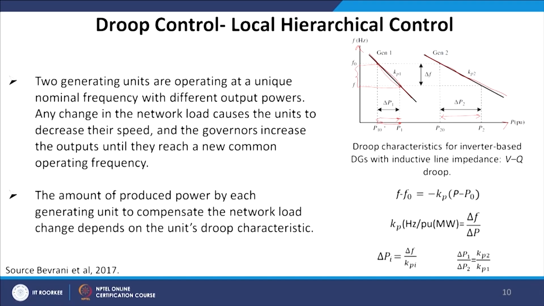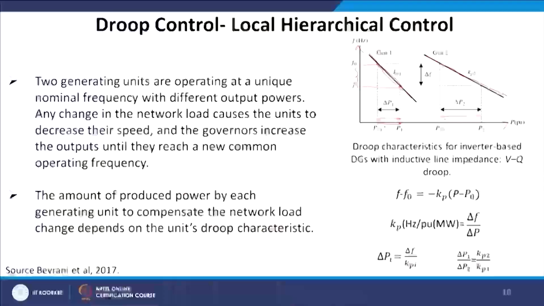Two generating units are operating at unique nominal frequency with different output powers. Any change in the network load causes the units to decrease their speed and the governors increase the output until they reach a new common operating frequency. So, we have to keep on changing until they both get the new common operating frequency. The amount of power produced by each generating unit to compensate the network load change depends on the unit's droop characteristic.